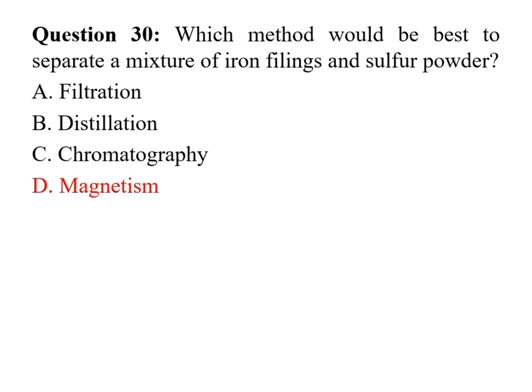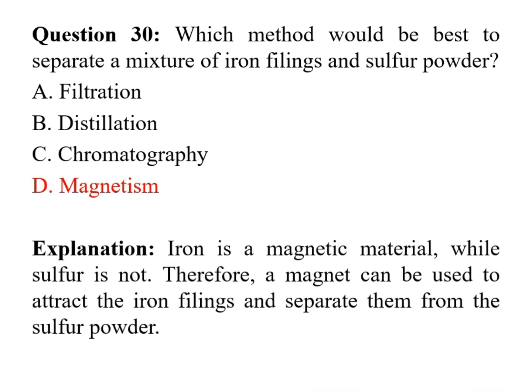The answer is magnetism. Iron is a magnetic material, while sulfur is not. Therefore, a magnet can be used to attract the iron filings and separate them from the sulfur powder.